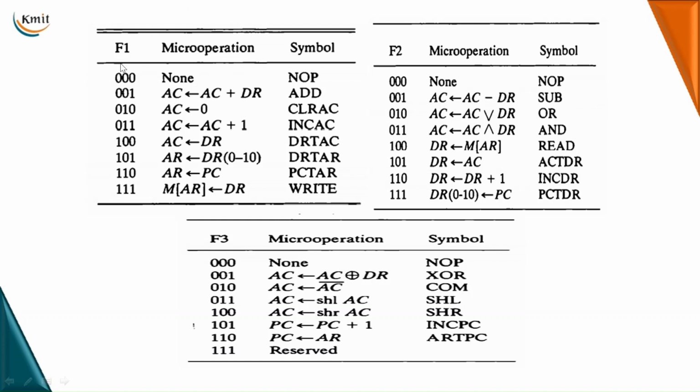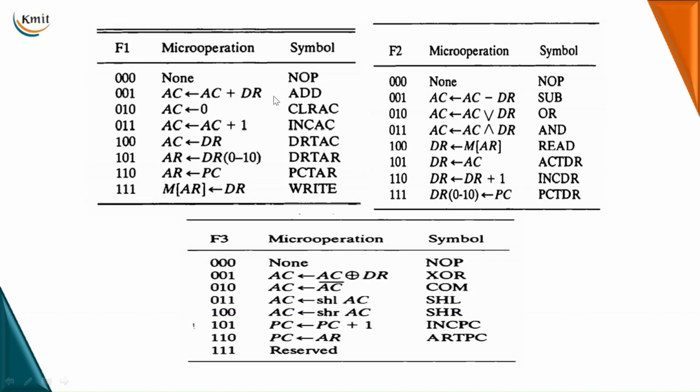So if you look at all the fields, it starts from 000 to 111. So 2 to the power of 3, total 8 operations for each one. Out of this, the first operation 000 is considered as the no operation field. No operation is performed with the opcode 000. Next, coming to the remaining fields, we have 7 micro operations performed in F1, F2, and F3.